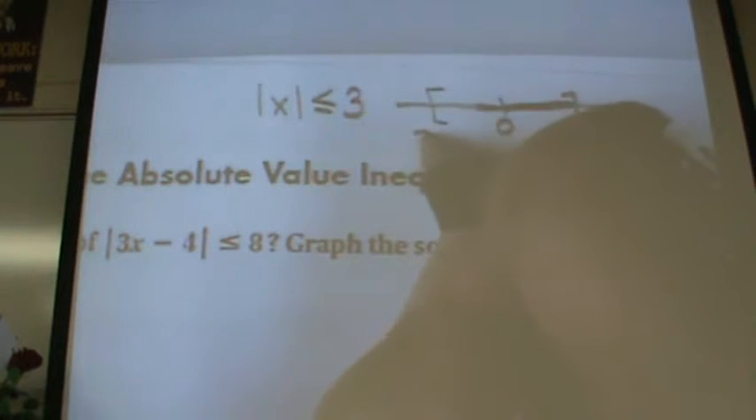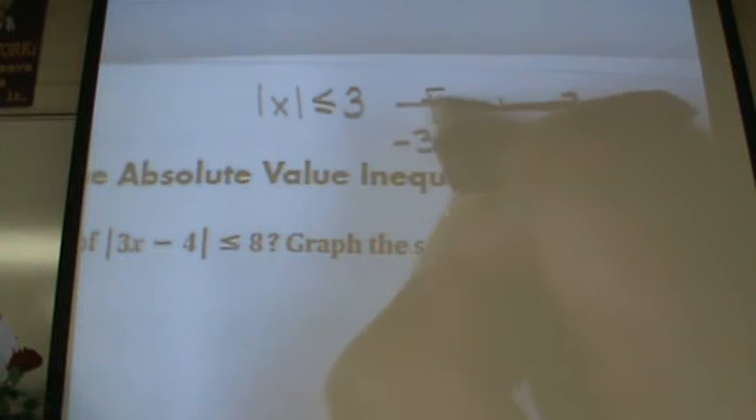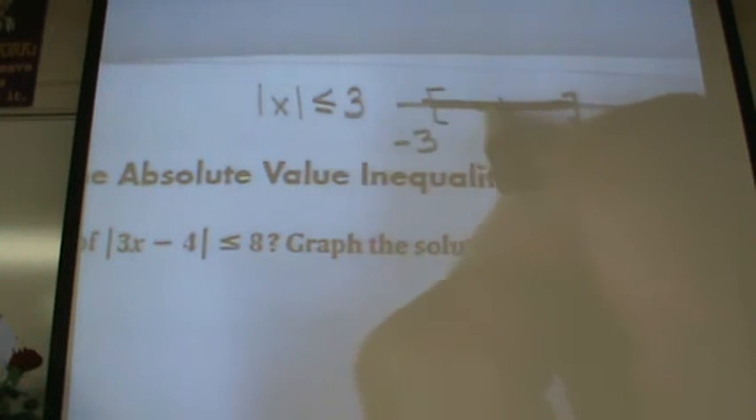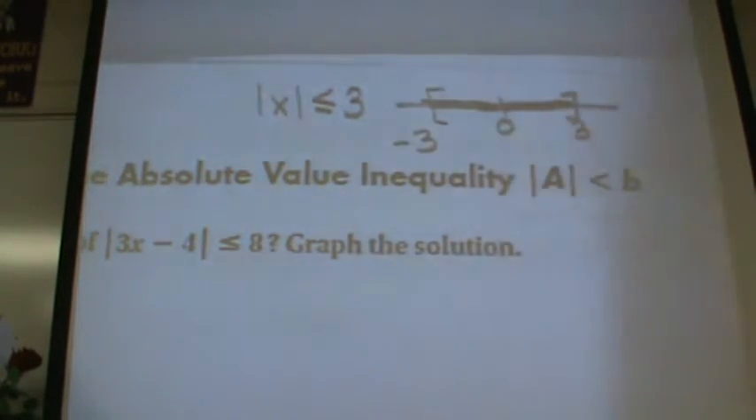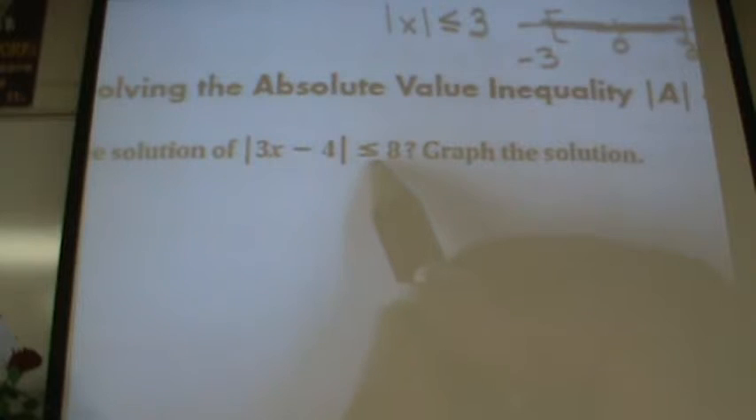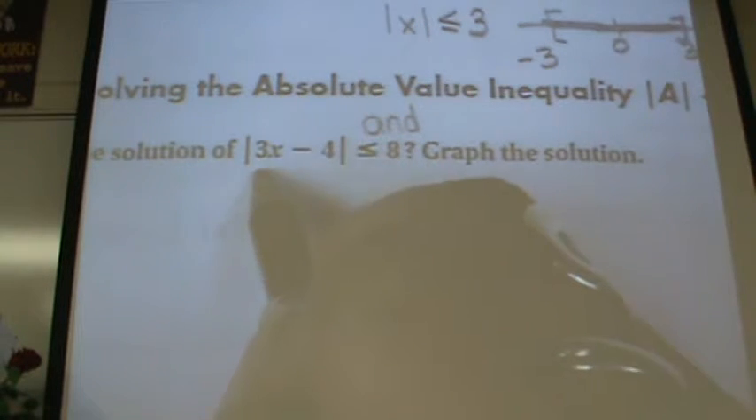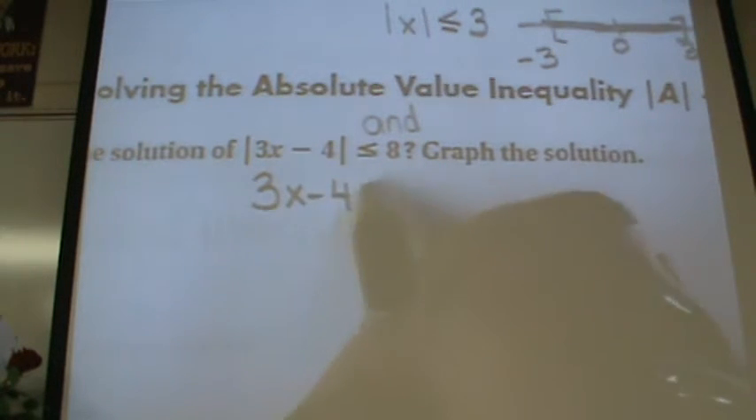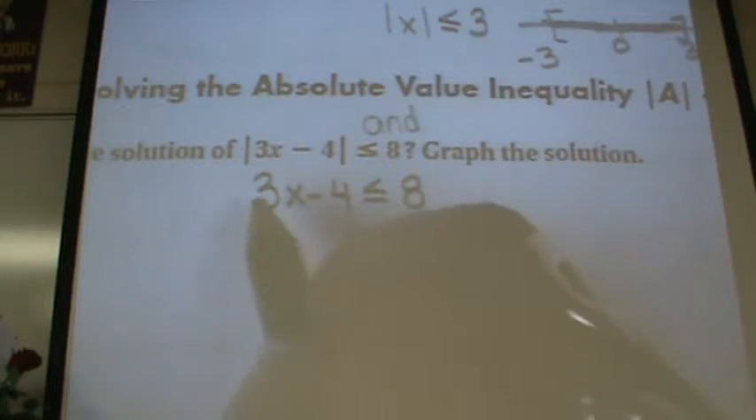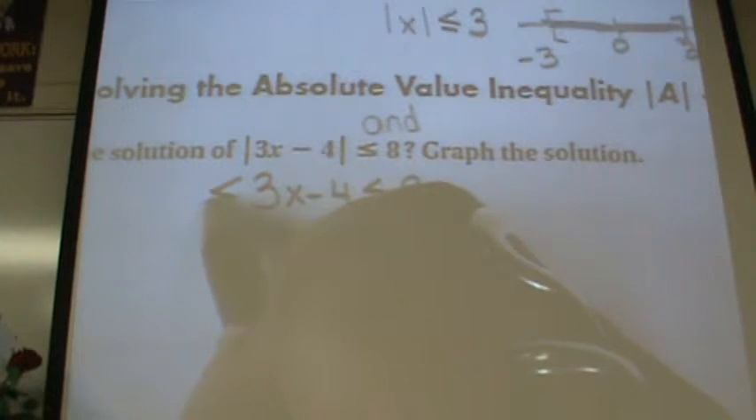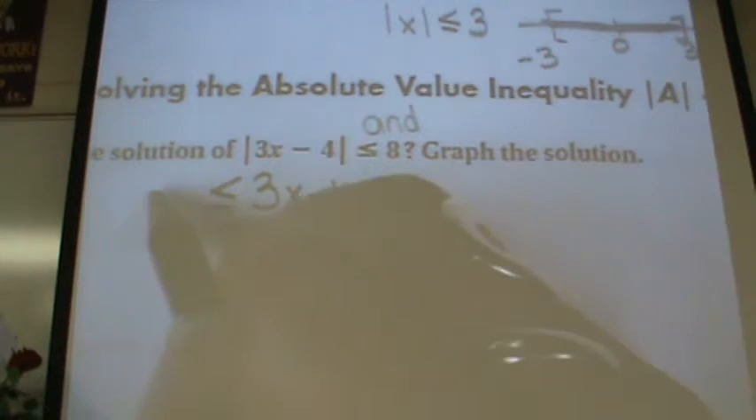So with a less than, it's an AND problem. It's the sandwich one, the one in between. So this is what you're going to do. With a less than, it's an AND. You're going to write 3x minus 4 is less than or equal to 8, and it's greater than or equal to negative 8. We're flipping the sign, but we're going to write it all in one shot.